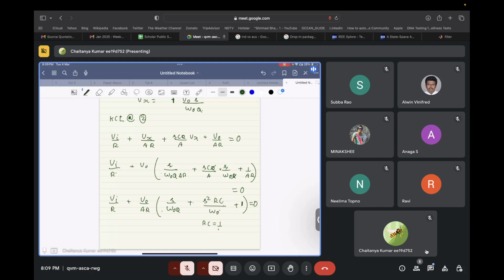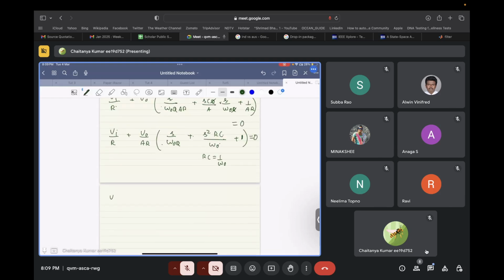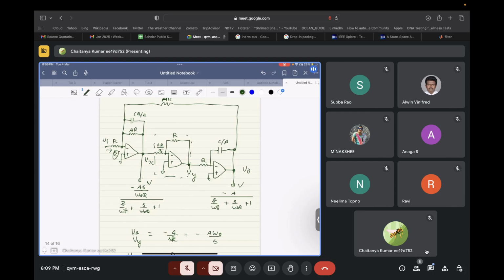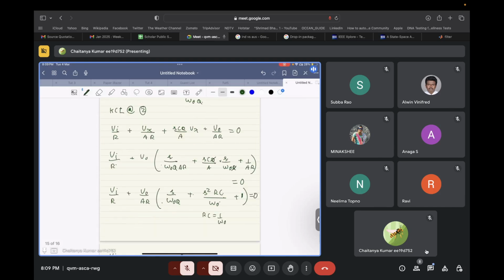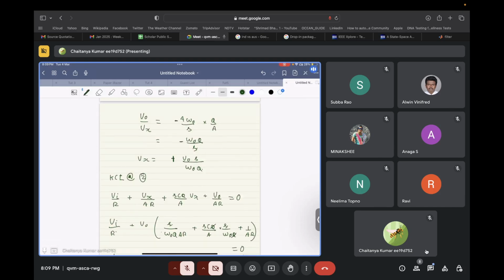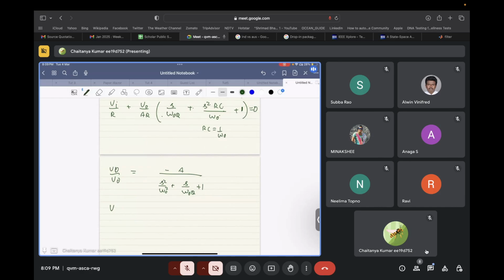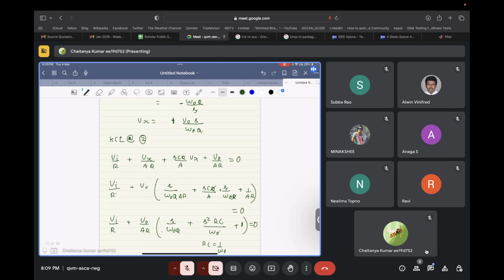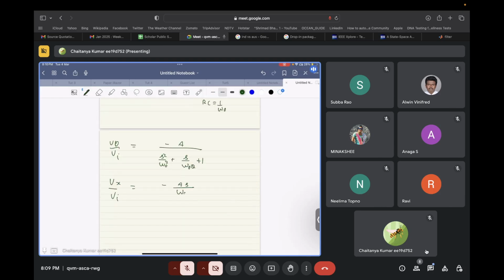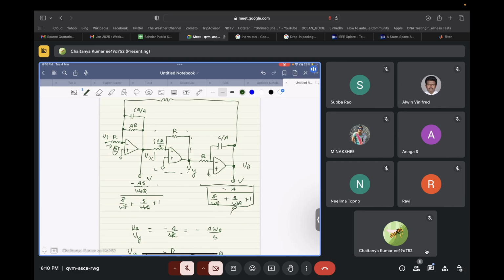Now again, RC is equal to 1 by omega naught. So we have Vi by V naught as minus A upon S square by omega naught square plus S by omega naught Q plus 1. And this is what we claimed this to be, right? Okay. And what is Vx? We calculated Vx as equal to V naught times S by omega naught Q. So Vx by Vi is minus A times S by omega naught Q divided by S square by omega naught square plus S by omega naught Q plus 1. Okay. So both the claims that we made were correct.